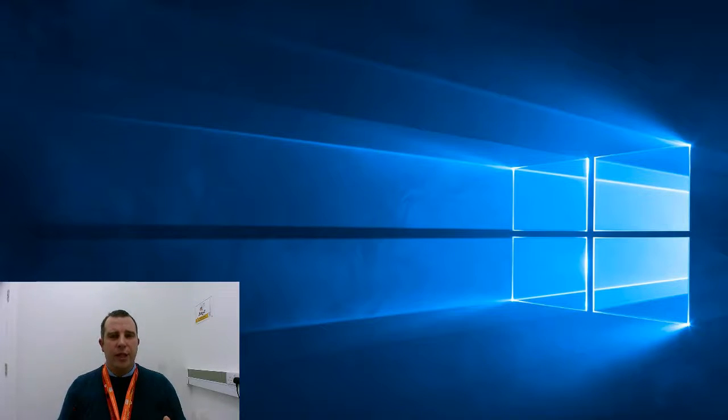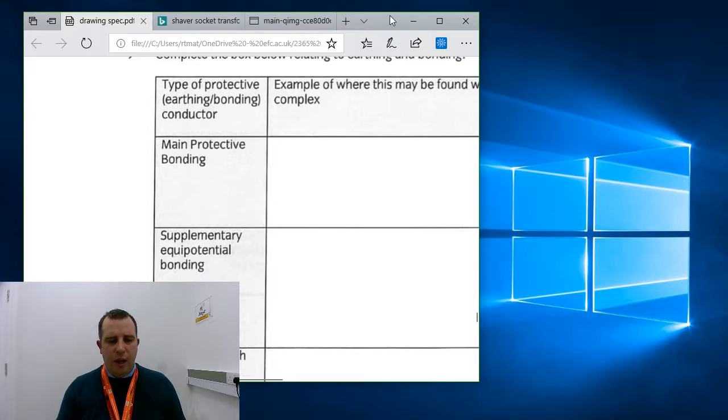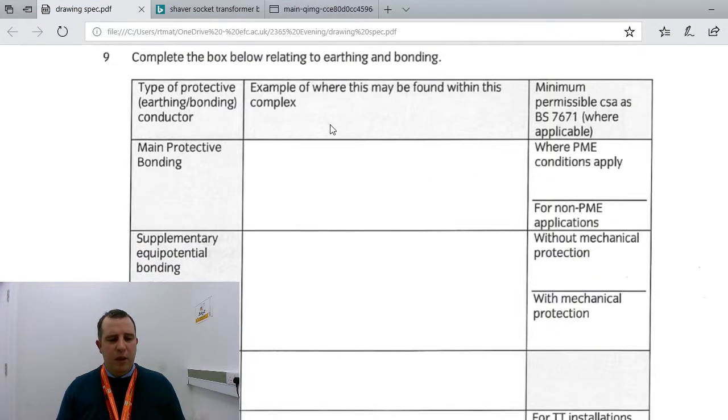This is for 2365 level 3. This is the design assignment, and specifically I'm looking at question 9. So this is just about question 9. Let me bring it over in here. Question 9 is about completing the boxes regarding earthing and bonding.